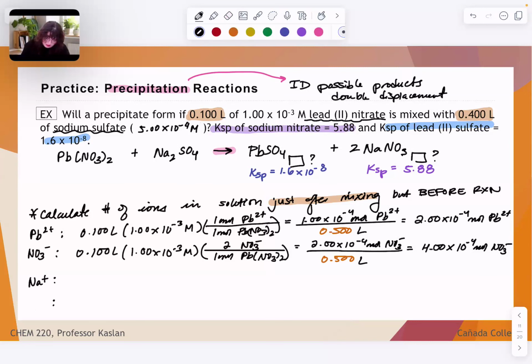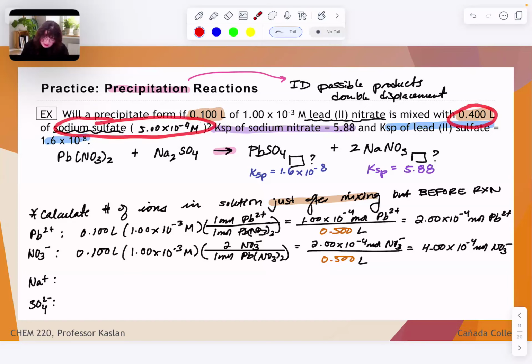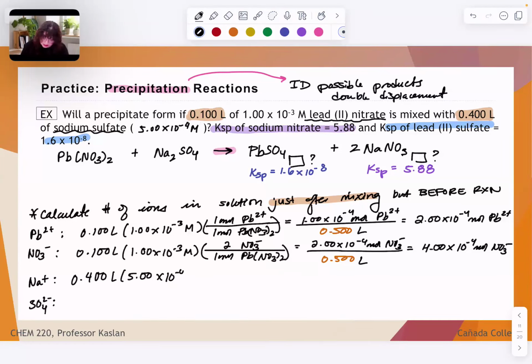Hold on, I put nitrate twice. I want sulfate here. Okay, let's move on to sodium sulfate. So we're just doing some more Gen Chem 1 style mole calculations. So Na plus, so we're looking at the sodium sulfate now. This has a different molarity and a different volume. So we had 0.400 liters times 5.00 times 10 to the negative 4.